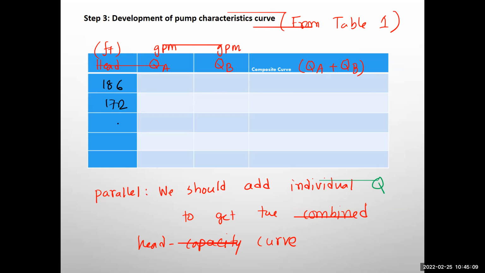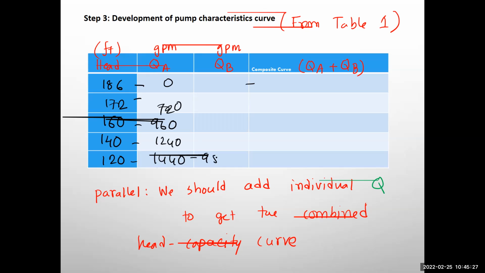186, 172, 160, 140, 120, 0, 720, 960, 1240. Okay, for pump B, you don't have anything for 186. That's because at 172, they got the zero flow. So obviously after that head, any head will give the zero flow.